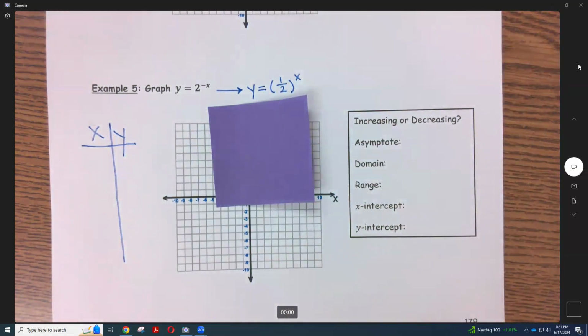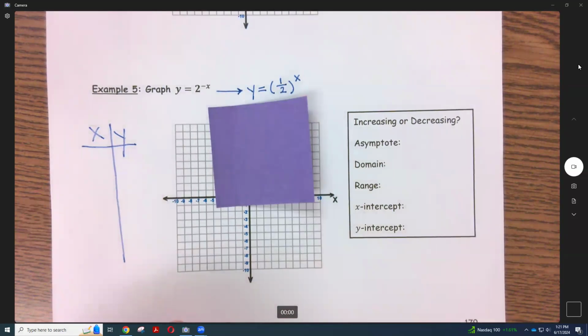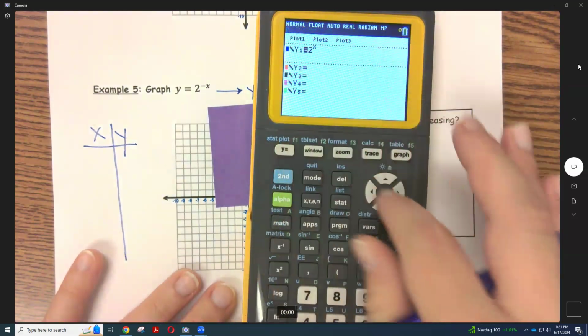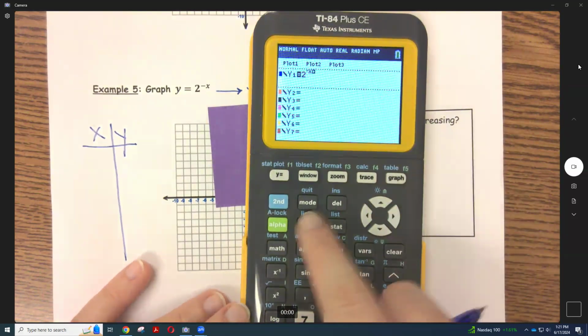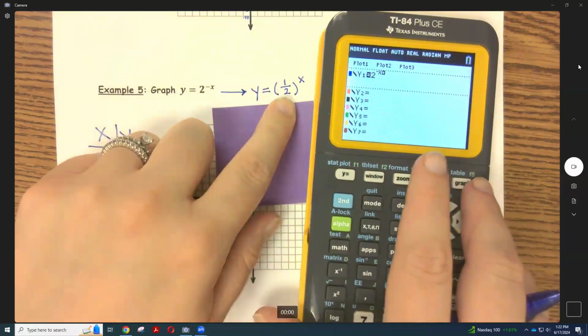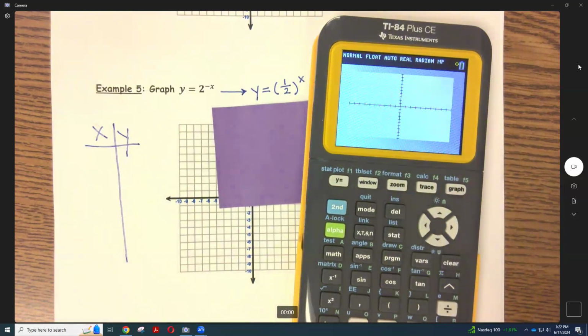That was one of our exponential rules again. So we took that, put it down to the denominator, and now it's to the positive x power. Okay, so let's go ahead and graph this. And it does not matter how you want to graph this. You can type 2 to the negative x power, or you can type it in as 1/2 to the x power. It does not matter. I'm going to go zoom 6. And here is my graph.